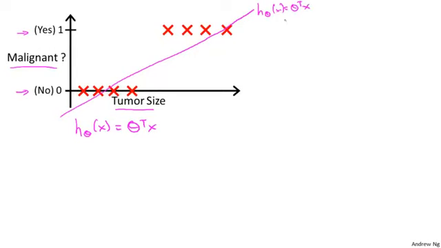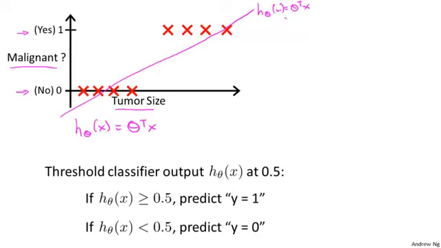If you want to make predictions, one thing you could try doing is then threshold the classifier output at 0.5, that is at the vertical axis value 0.5, and if the hypothesis outputs a value that's greater than or equal to 0.5, you predict y equals 1. If it's less than 0.5, you predict y equals 0. Let's see what happens when we do that.